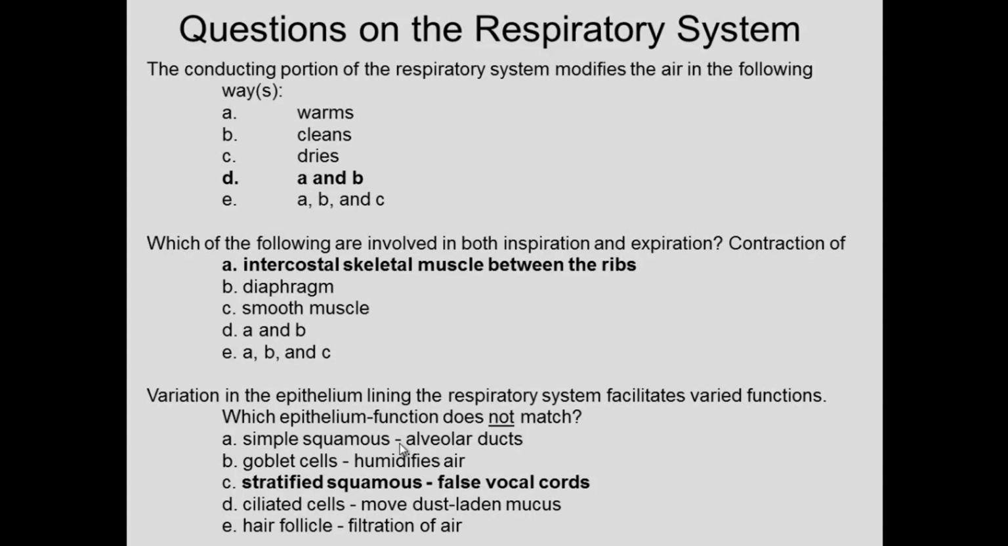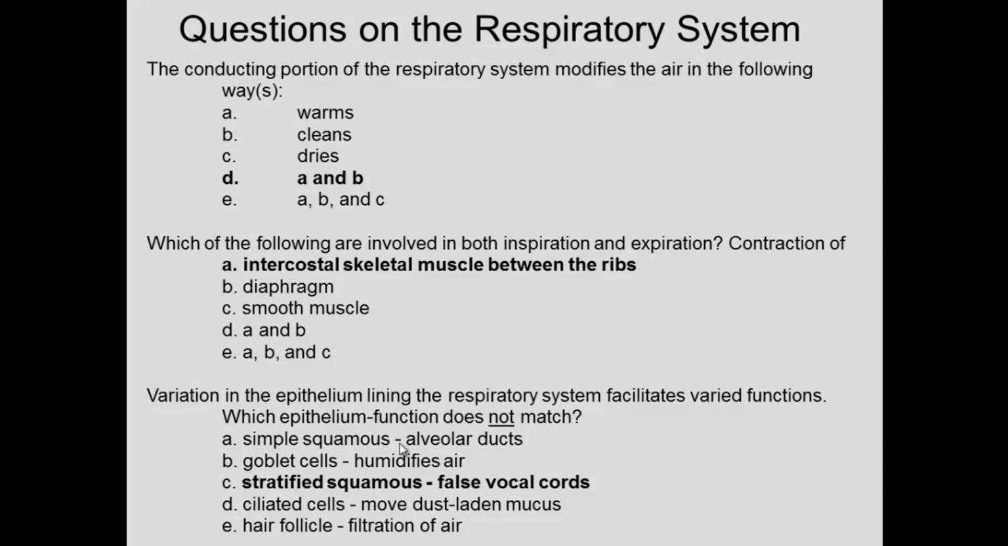Which of the following are involved in both inspiration and expiration? Contraction of intercostal skeletal muscle between ribs, yes. It does both: breathe in and breathe out. Diaphragm, no. It only breathes in. Breathing out is passive by the contraction of the elastic tissue. Smooth muscle, no. Smooth muscle can only contract or reduce the size. It doesn't expand by its contraction. So the answer is A.